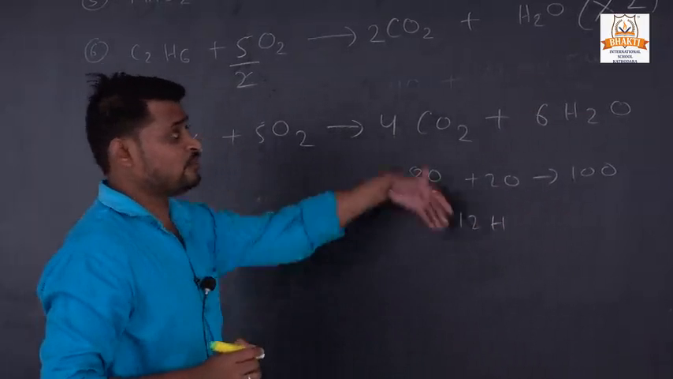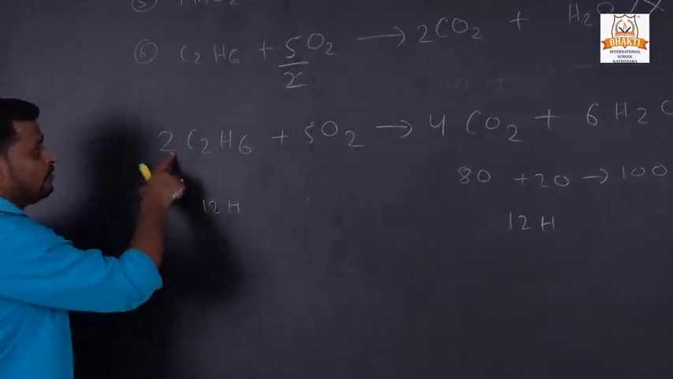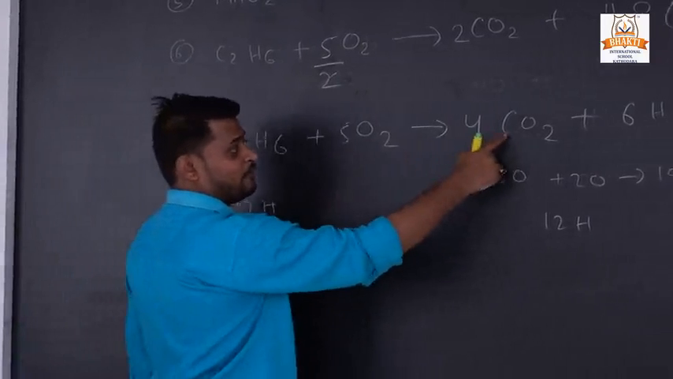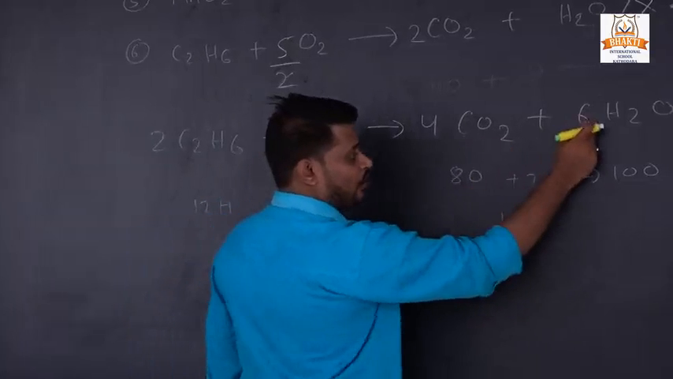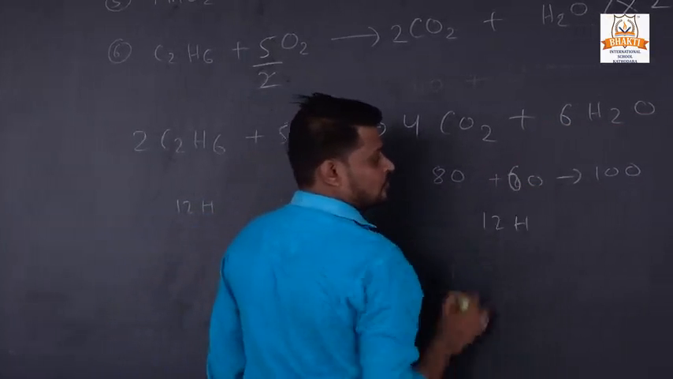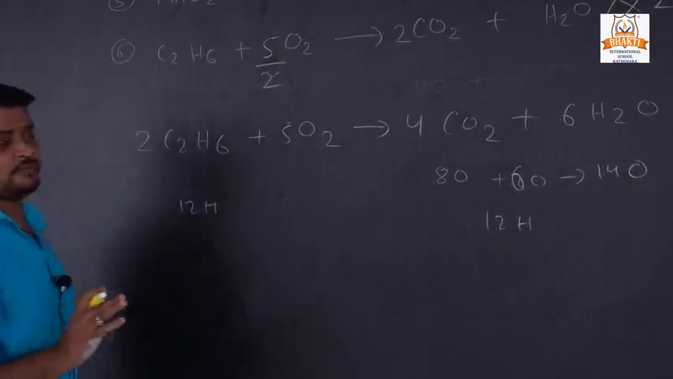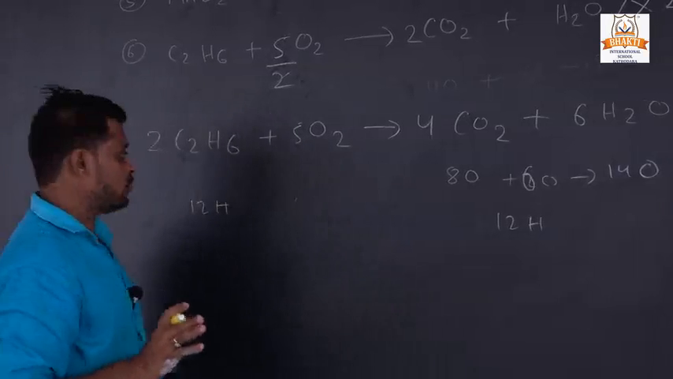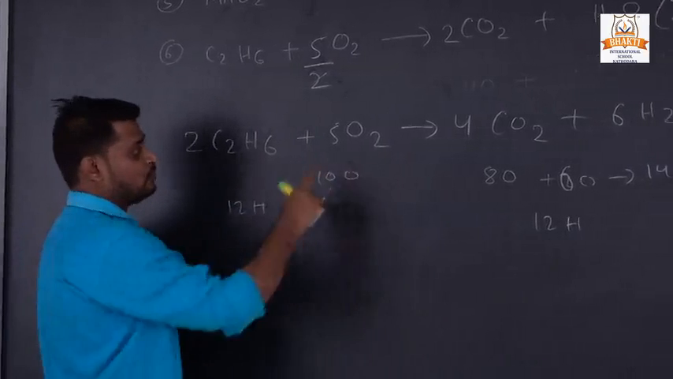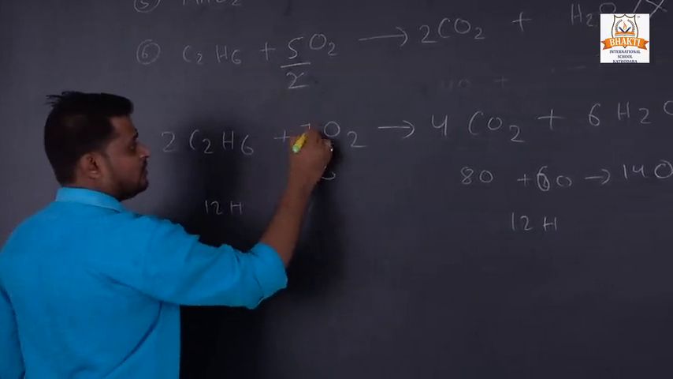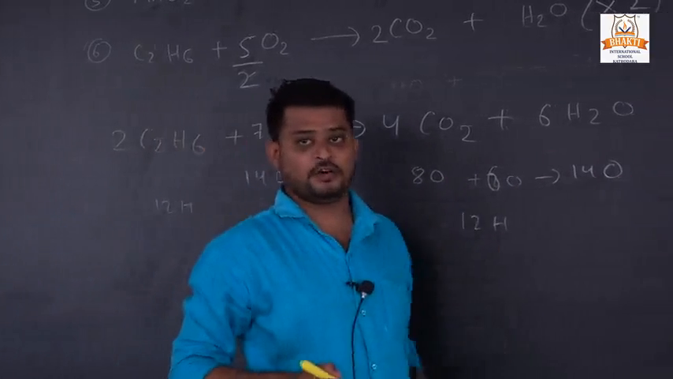Right? So we have to check again. We will change hydrogen molecules. That's why now carbon 4, oxygen 10, here oxygen 8, now here 6. So oxygen will change. The molecules of oxygen in product was 14 and in reactant 10. So we have to multiply here oxygen with 7, then oxygen will be balanced. Here also 14 and here also 14.